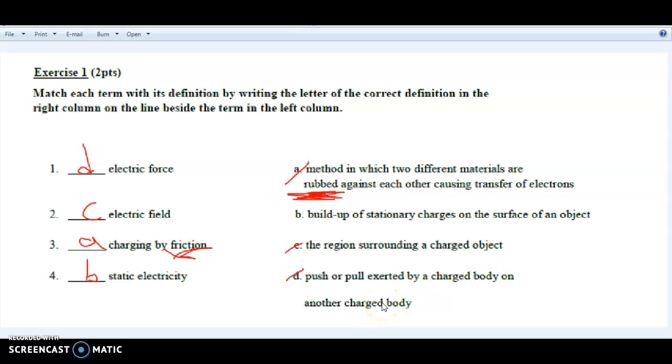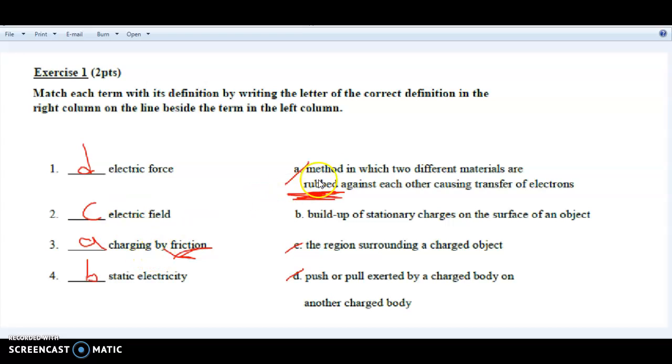It is when two like positively charged objects repel each other, or two negatively charged objects repel each other, or one positively charged and one negatively charged object attract each other. This is the electric force, a push or a pull. So repelling is pushing, attraction is pulling. Electric field, it is the region surrounding a charged object.